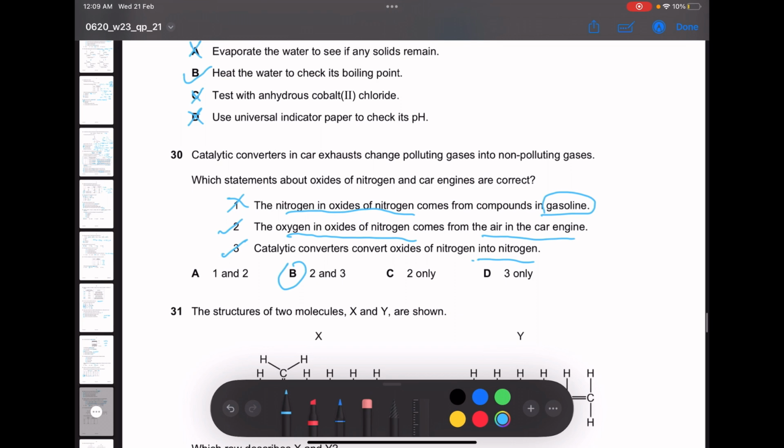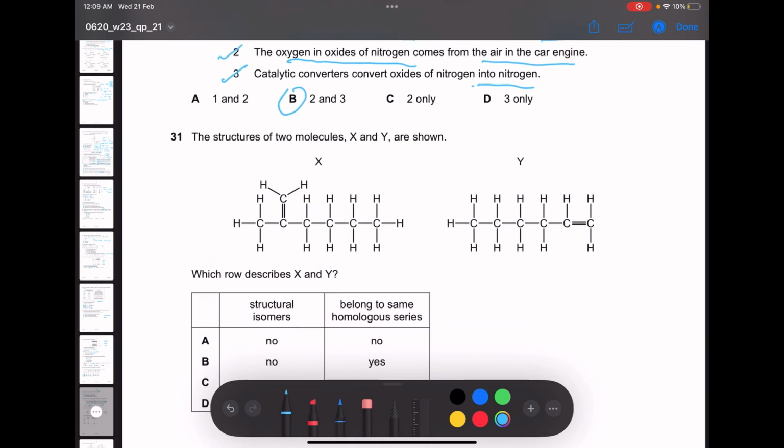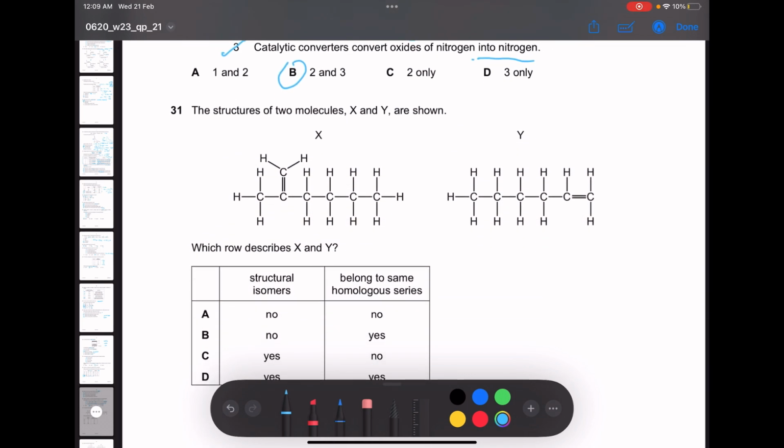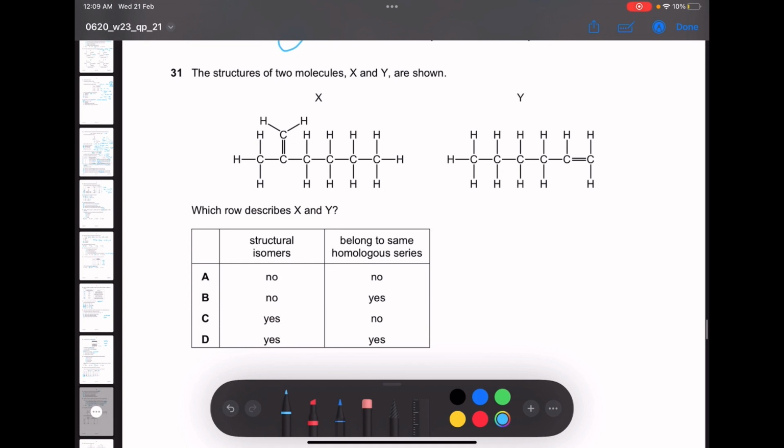31. The structures of two molecules X and Y are shown. Which one describes X and Y? So first, are they structural isomers and do they belong to the same homologous series? Structural isomers are those isomers which have the same molecular formula but different structural formula. We can see that X and Y have different structures, but do they have the same molecular formula? So we can calculate the molecular formula or simply first look at the number of carbon atoms.